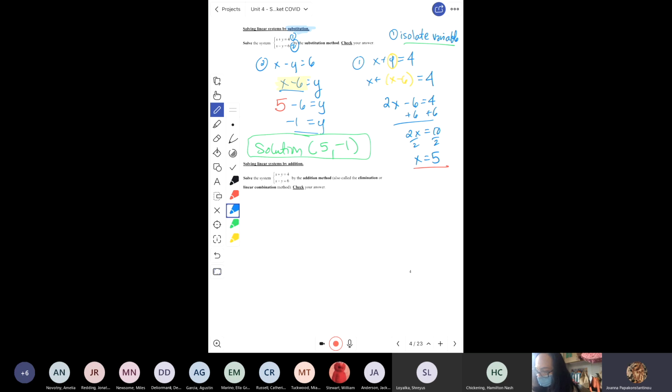Another method of solving a system is by addition. Another name is elimination. Another name is linear combination. Those are used interchangeably. This is the addition method, the elimination method, or the linear combination method. So how are we going to do that? Well, first of all, you want to make sure that each of your equations are aligned. If I'm looking at these, I see my x's, I see my y's equaling a number. The first thing you do is check to see that they're aligned. If they're not, rearrange it. But they are, so I'm just going to rewrite the system down below.